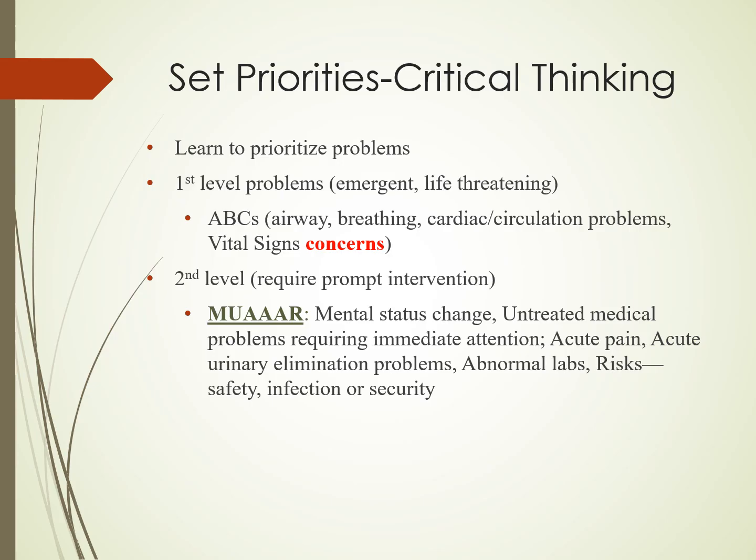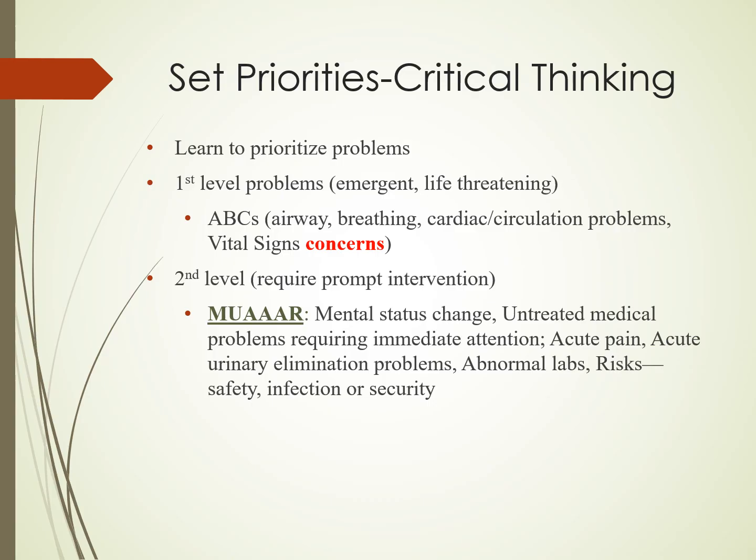The next level that needs prompt intervention are any mental status changes, any sudden changes that are emergent. We need to rule out stroke for these patients. Any acute abdominal pain, acute pain, those are always priorities in your critical thinking. We would also say safety. Keeping your patient safe is a big priority. Risk for falls, things like that, is very important.